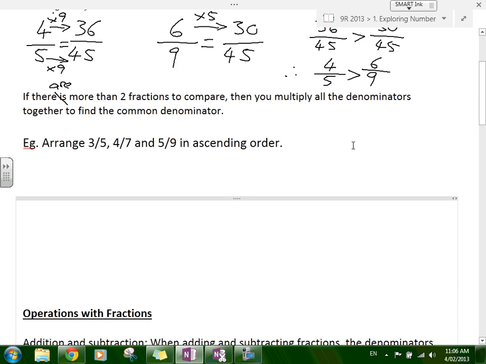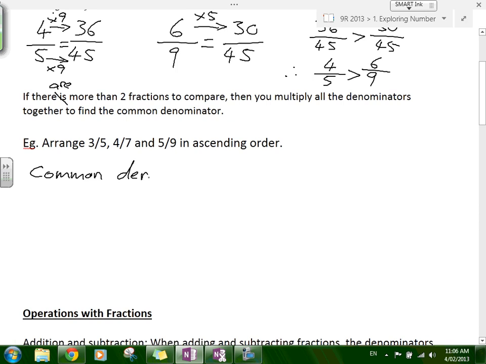So if you have a look here, the common denominator equals, so the denominators are 5, 7, and 9. The way that I would approach this question, instead of wasting time wondering what the common denominator could be, is to just make it 5 times 7 times 9. Find this out for me, please, Sean. Do 5 times 7 times 9.